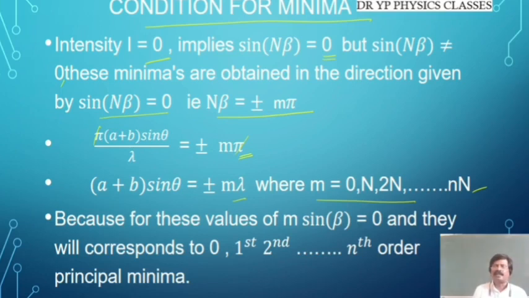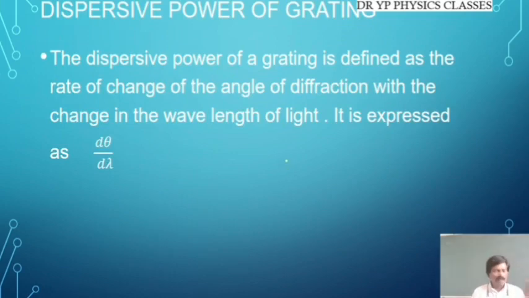Because of these values of m, sin beta is equal to 0, and they correspond to the 0, first, second, etc. nth order of the principal minima. So this is all about the theory of the diffraction grating, and how to get the principal maxima and minima of the diffraction pattern.